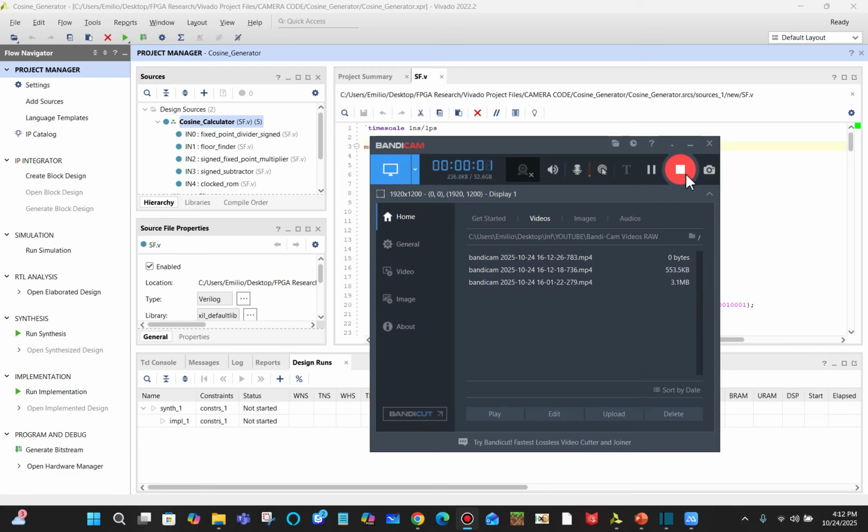Hello everyone. Today we will be going over how to make a cosine generator, since that was the topic you guys voted for to come next.